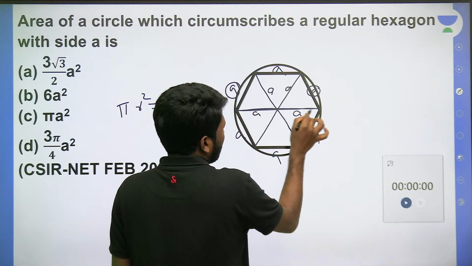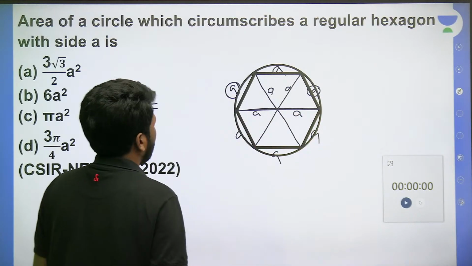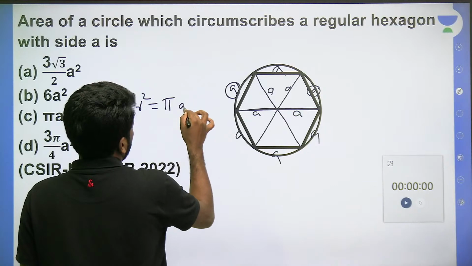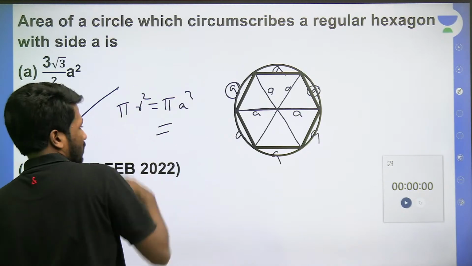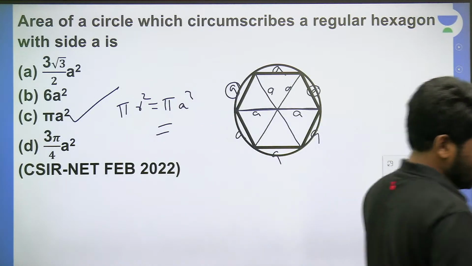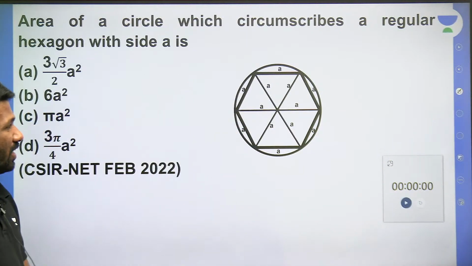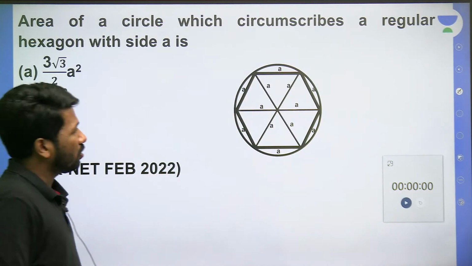And that means the diameter is A plus A, 2A. The diameter is 2A, so the radius of the circle is A. So pi A square is the answer, option C. Super easy, no calculation at all. Don't involve the hexagon area formula or anything. This picture is enough. Look at this.